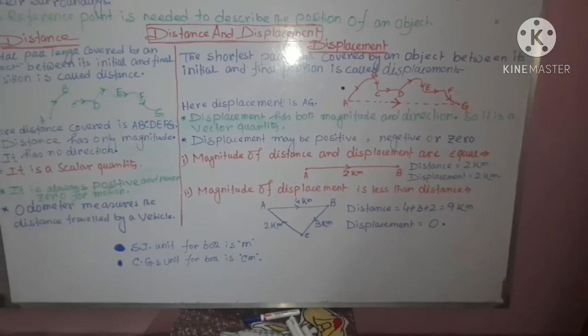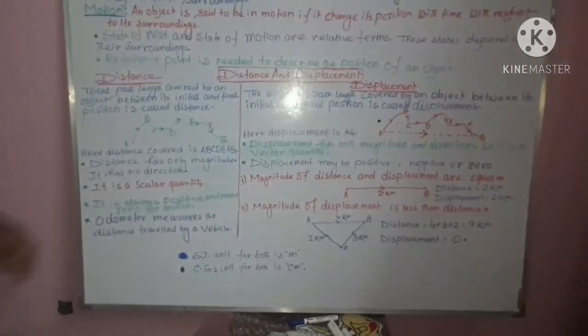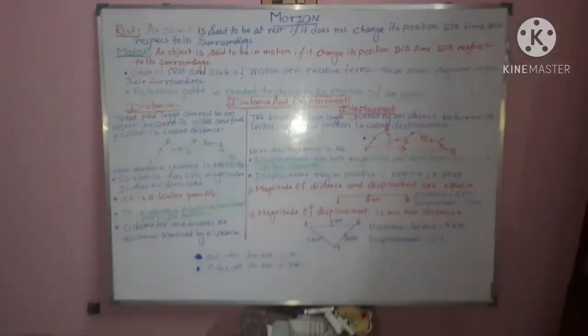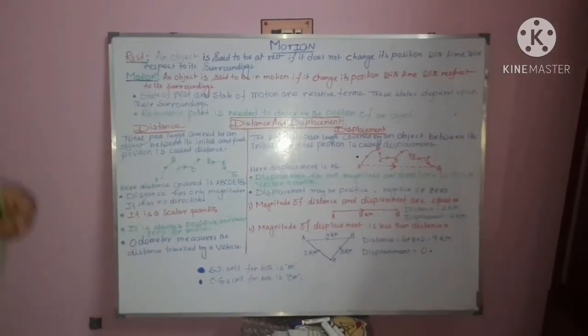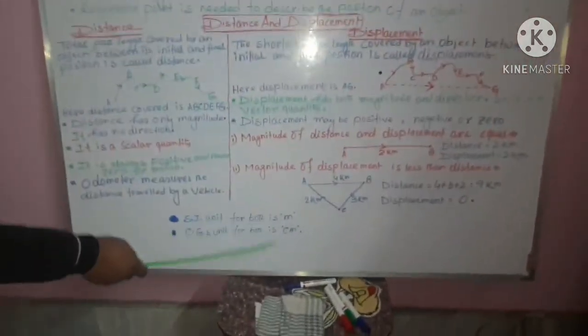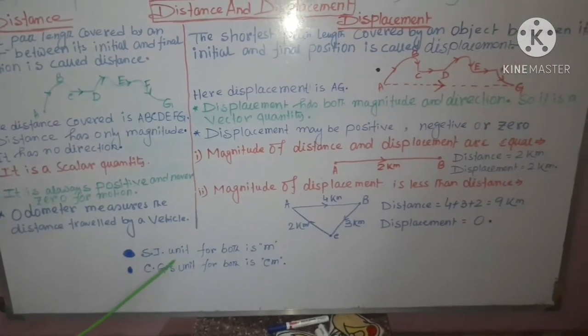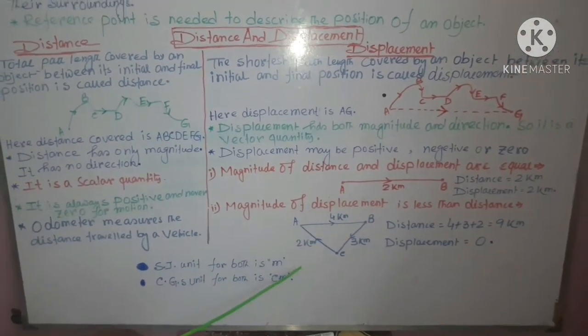Now students, lastly, distance and displacement, whenever you measure, you have to measure in terms of length. That's why both quantities have the same unit. In SI their unit is meter and in CGS their unit is centimeter.